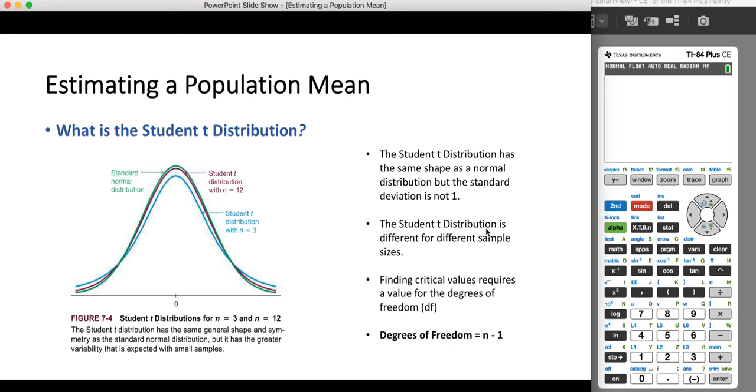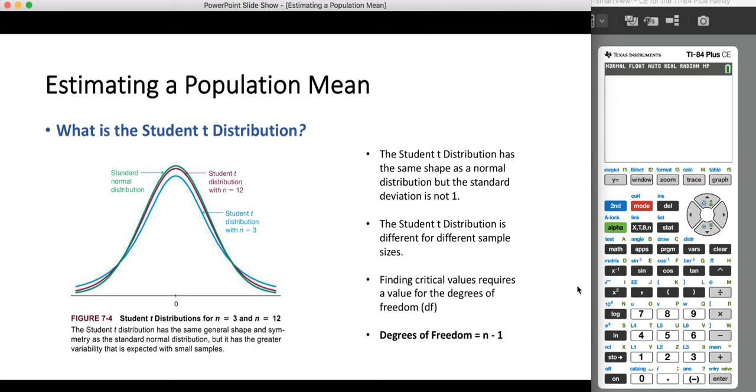So the student t-distribution is different for different sample sizes. When we're told to use the student t-distribution, which we're going to talk about on the next slide, when do I use student t, when do I use normal? I'm going to answer that question. But if we're asked to use the student t, we need to know what the sample size is, because the value we use for the critical values is going to be different depending on that sample size.